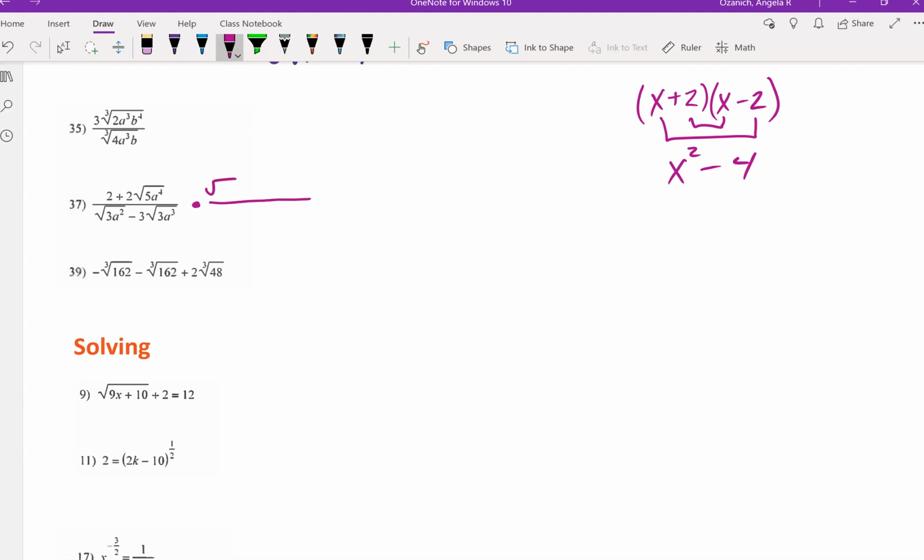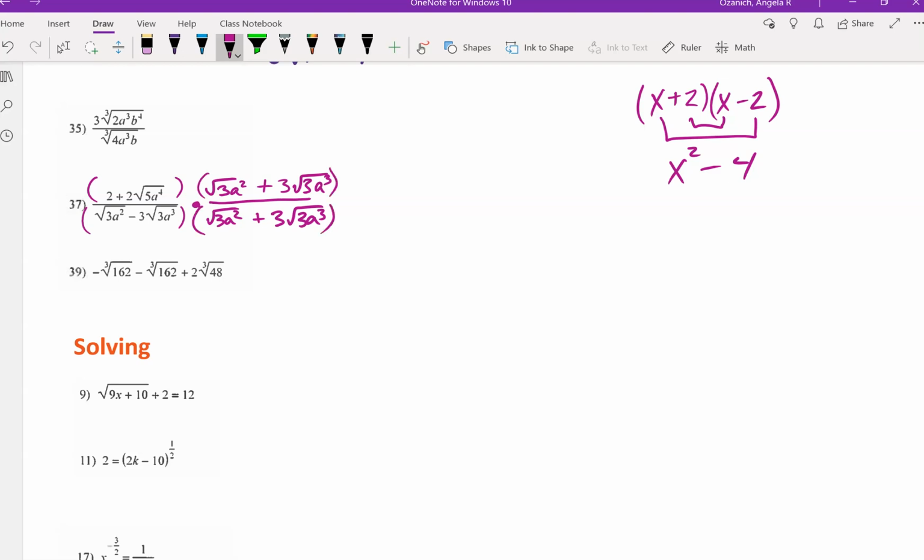And what we're going to do is multiply both the top and the bottom by the same binomial, except instead of a minus sign, we're going to put a plus sign in there. And so we have plus 3 root 3a cubed, and we're going to multiply by that same thing on the bottom. Plus 3 root 3a cubed. And there's some simplifying that we could do first. That certainly is a possibility. I'm just going to go ahead and multiply these out.